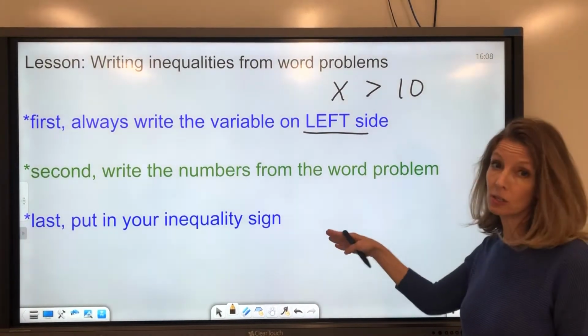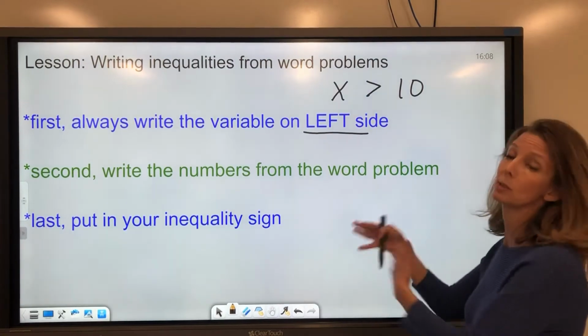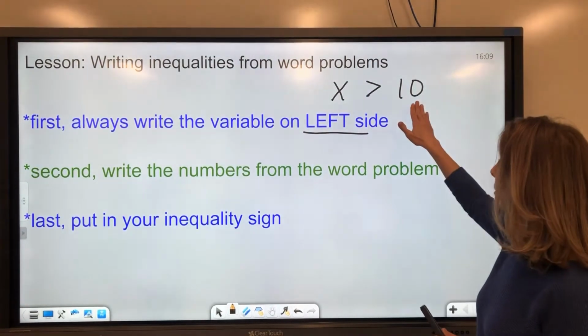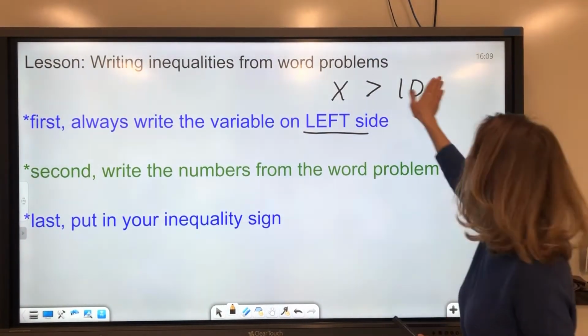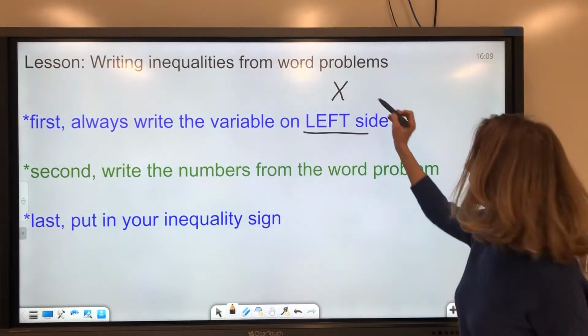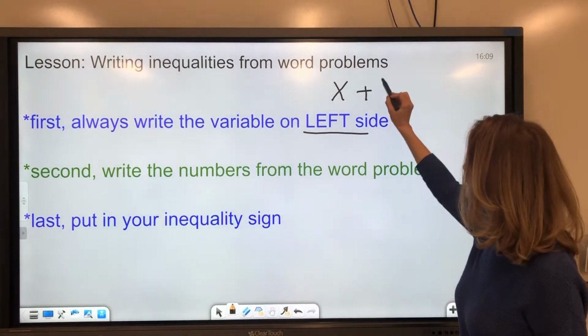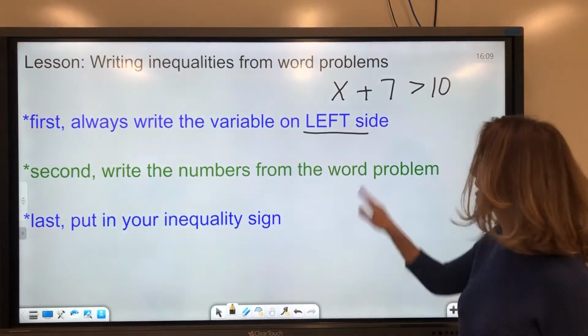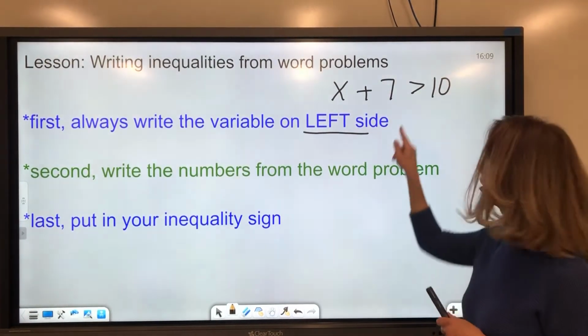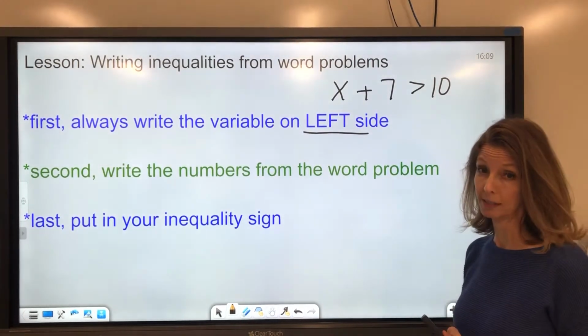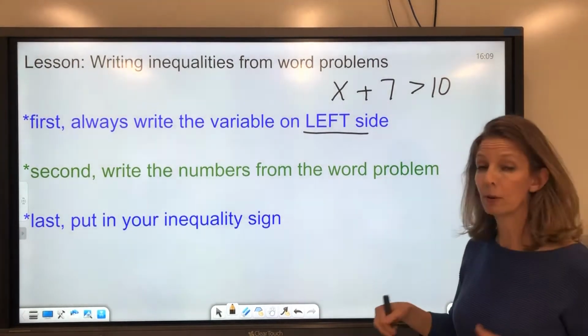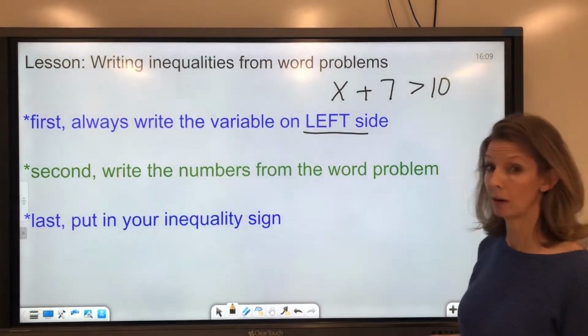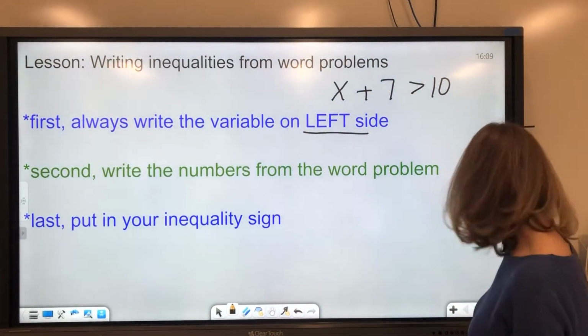The second thing you're going to do after you read the word problem is write any numbers that you see in the word problem. For example, here I've written the 10. But there could be additional ones. You might have something like x plus 7 is greater than 10. So we have constants on both sides of our inequality sign. And then finally, you're going to want to put in your inequality sign, in this case, a greater than sign. Let's look at some examples.